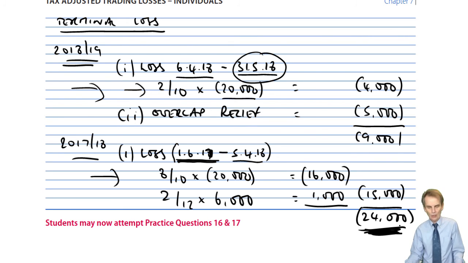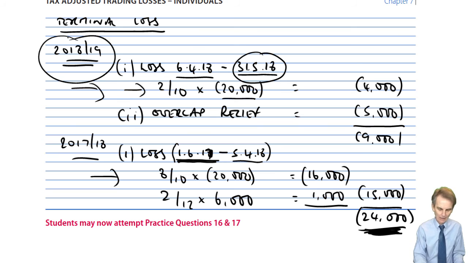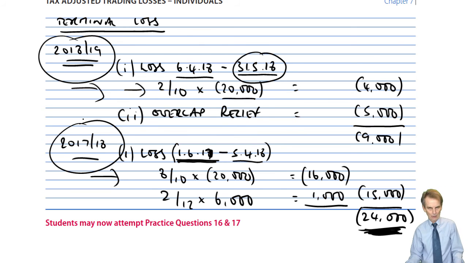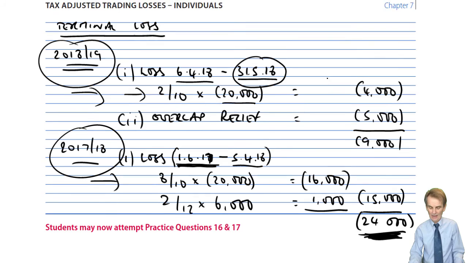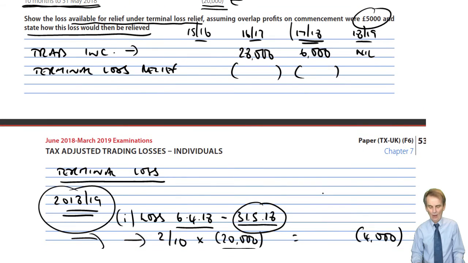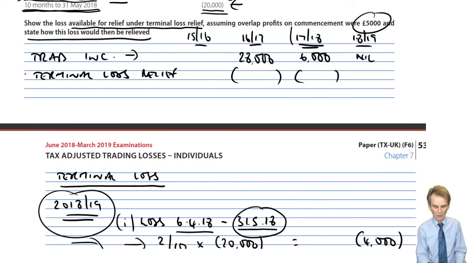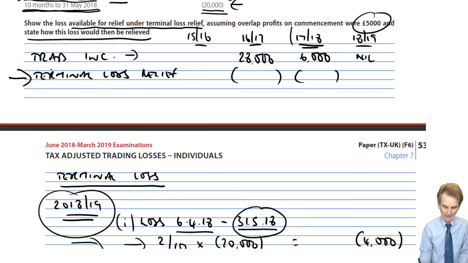What we've had to do is very specifically break down the last 12 months of trading, how much of it fell into the final tax year, how much of it fell into the penultimate tax year, and therefore work the loss that way. That is 24,000. Now you know the figure, the final piece of the jigsaw, the terminal loss relief to apply there.